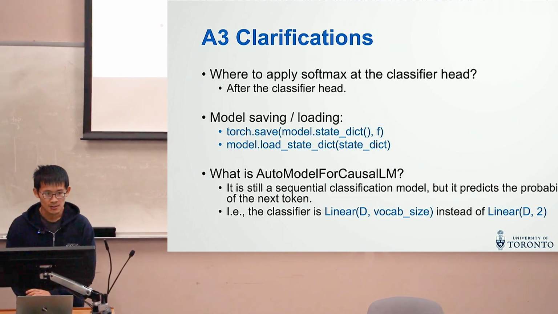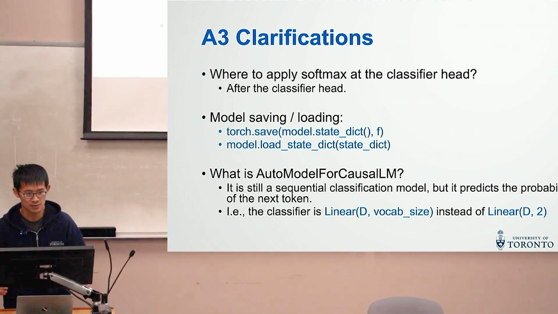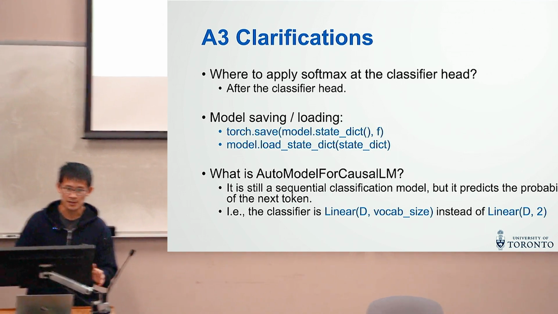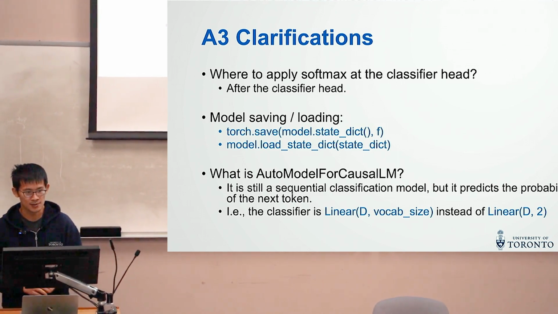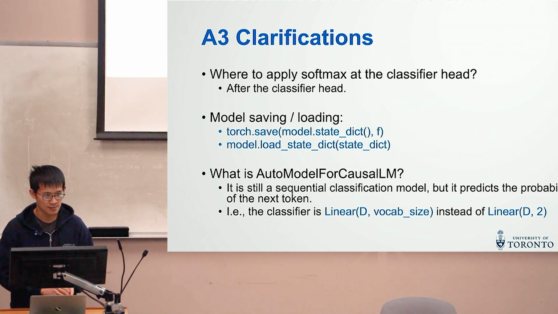Usually people do not care about the log softmax layer because they are using cross-entropy loss. And in PyTorch, the cross-entropy loss is essentially a log softmax followed by an NLL loss. But here in assignment 3, we are using NLL loss. So we need to apply a log softmax layer at the output of the classification head.